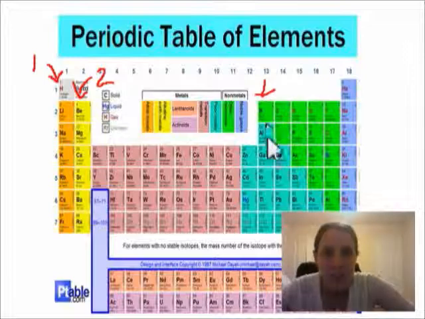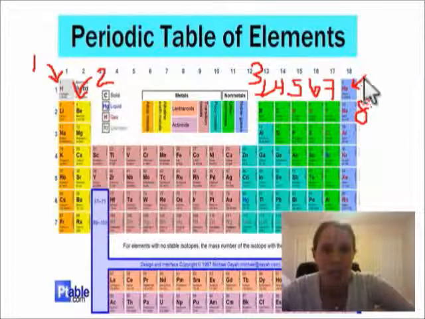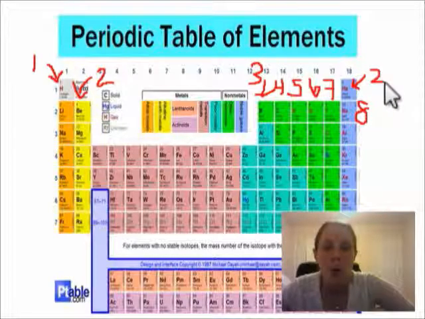All of the elements in this group are going to have exactly 3 valence electrons. The carbon group will all have 4, the nitrogen group 5, the oxygen group 6, the halogens will all have 7, and lastly, the noble gases will all have 8, with one really important exception, and that is helium, that only has 2.